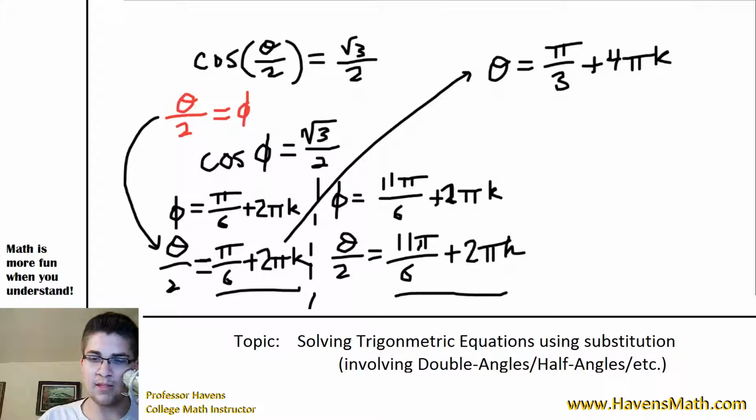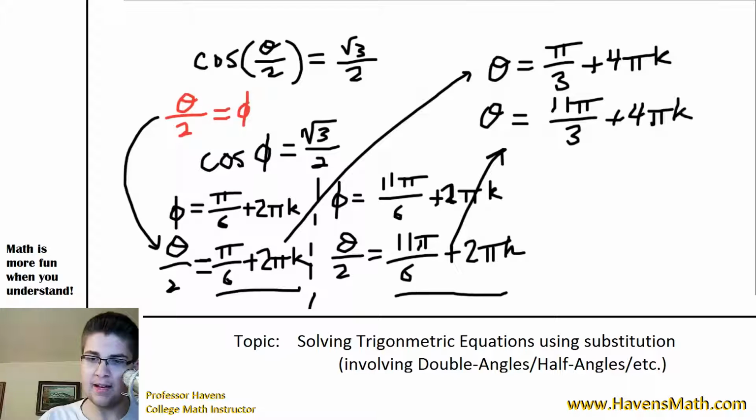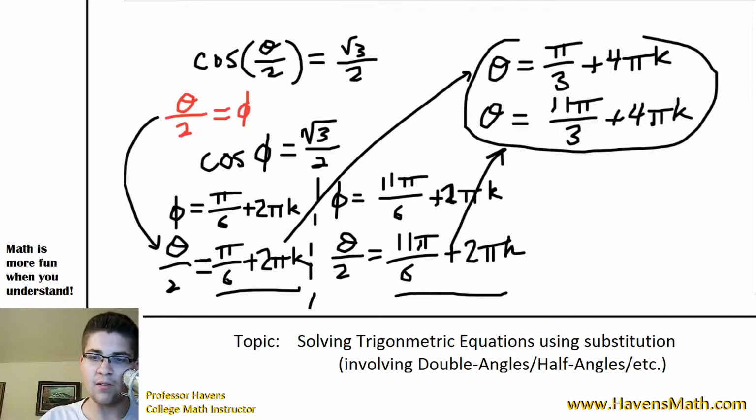And we multiply this one by 2, we would get theta is equal to 11 pi over 3 plus 4 pi k. And now this would be all the solutions to that equation, kind of in one little place. Again, k being any integer, and that would be all of them. So, it's not a big step beyond the first one.